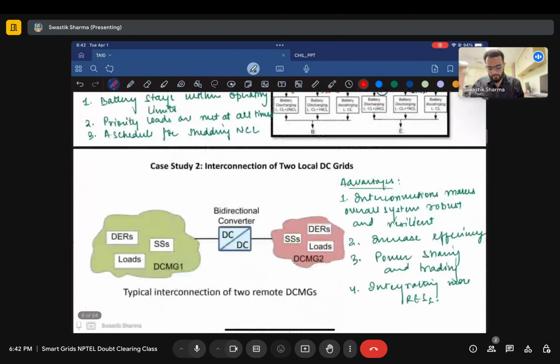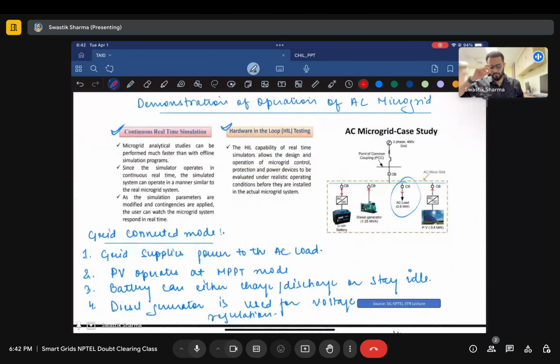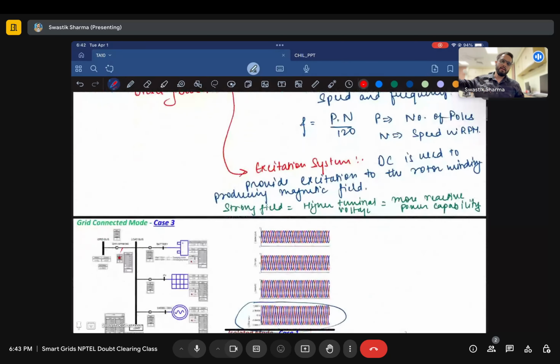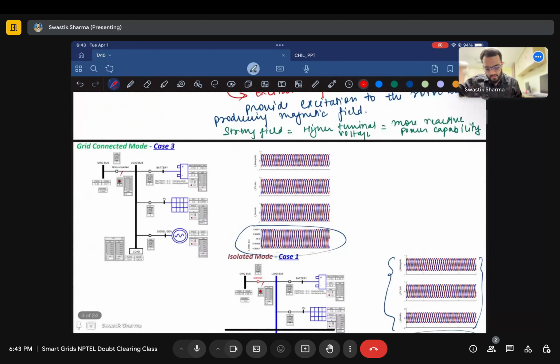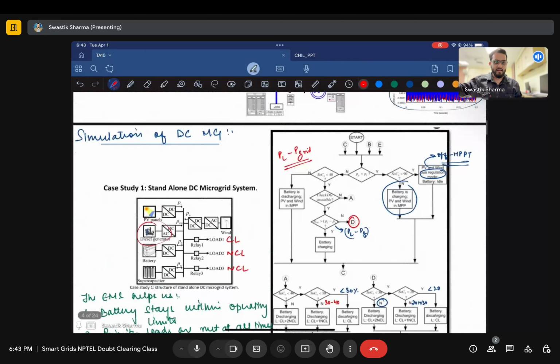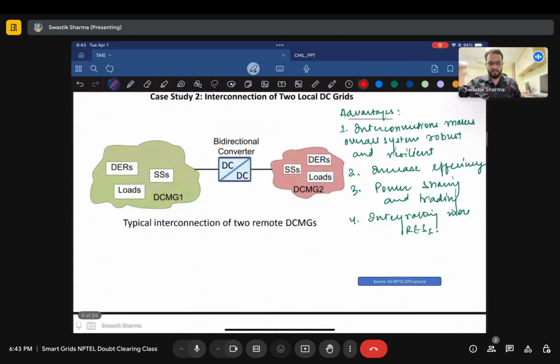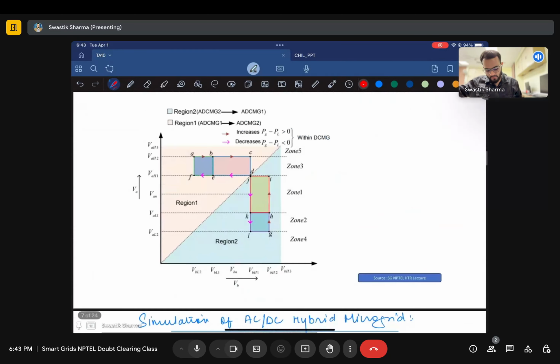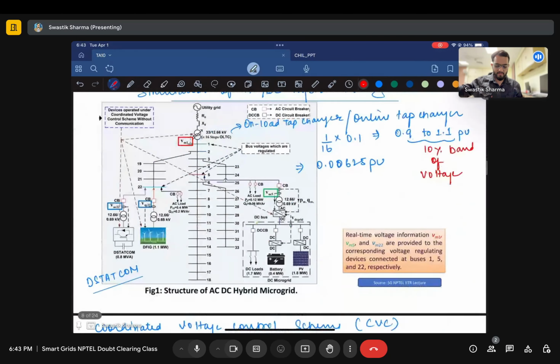So this is all I wanted to discuss today. We started with the demonstration of AC microgrid. We talked about how the isolated mode of operation and grid connected mode of operation happens. Then we discussed DC microgrids and their energy management schemes. Then we discussed interconnecting two local DC microgrids and how it happens. Then we talked about AC-DC microgrid in depth.